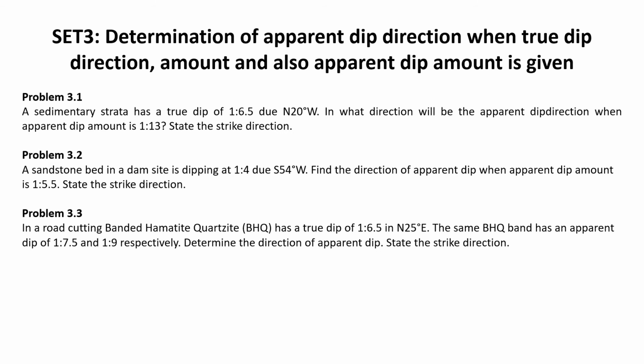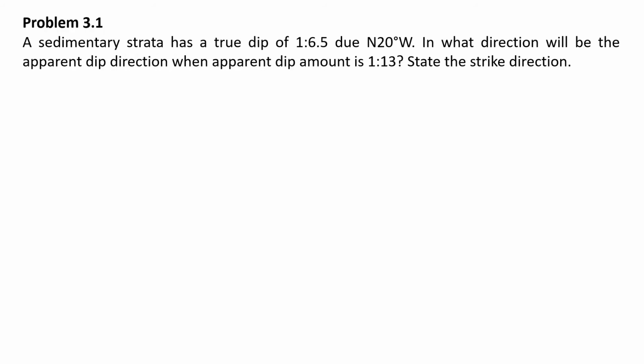Let us see problem number 3.1. The sediment strata has a true dip of 1:6.5 in the direction of due north 20 degrees west. In what direction will the apparent dip be when the apparent dip amount is 1:13? Also state the strike direction.